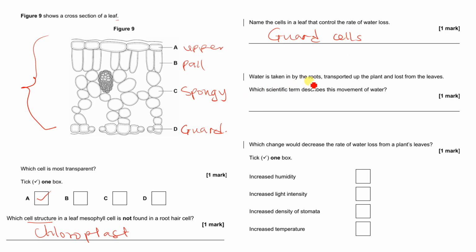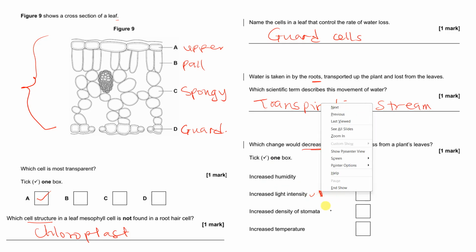Now, water is taken in by the roots, transported up the plant, and lost from the leaf. What scientific name is that? That's transpiration. Loss of water is transpiration, but the movement is referred to as the transpiration stream. Now, which change would decrease the rate of water loss from a plant tissue? Tick one box. The factors that affect it: light intensity. An increase in light intensity will increase the rate of water loss.